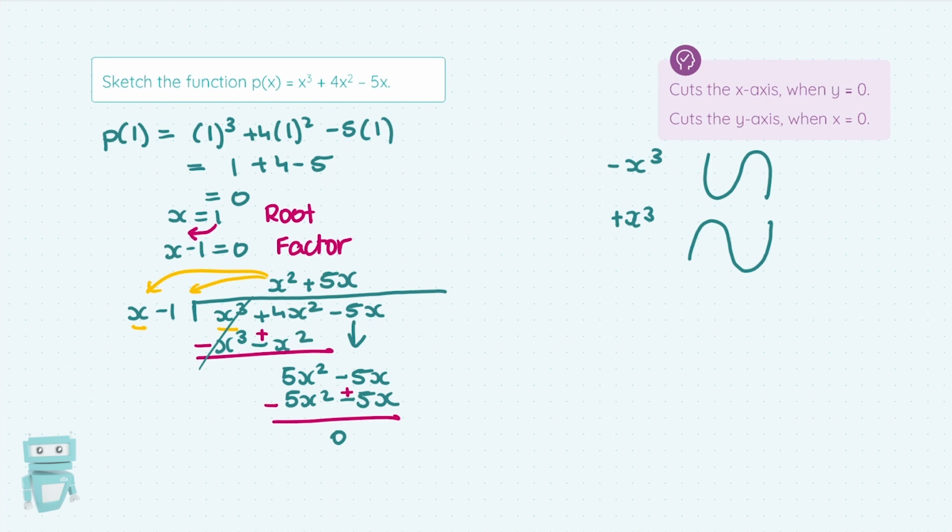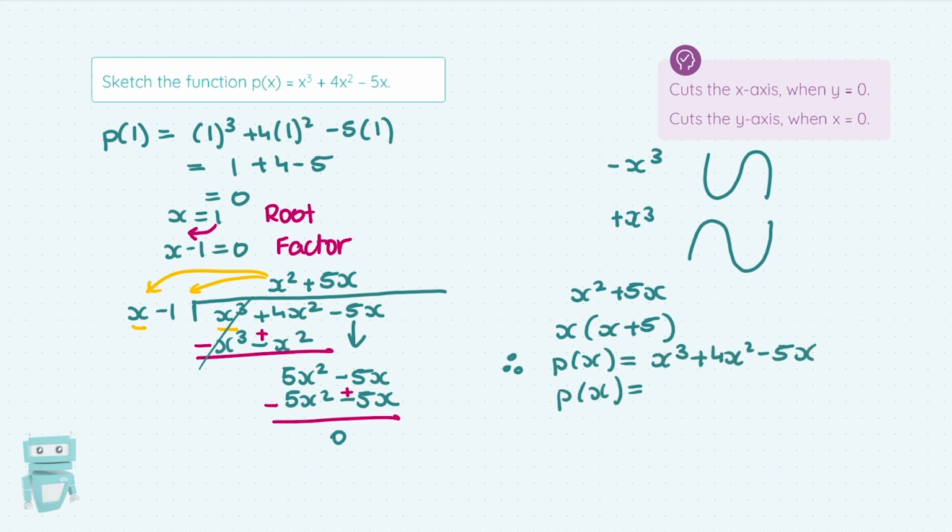So now we must factorise that. So a bit more entertainment for us. Split up that x squared plus 5x. Your first type of factorising you would have learned back in the old days is taking out your common factor. So you're taking out your x and your x plus 5. Therefore, our function p of x, instead of being written as the original function x cubed plus 4x squared minus 5x, is now written as the product of the factors. It doesn't matter what order you write those in, but if I multiply those 3 factors together, I end up with the original function.